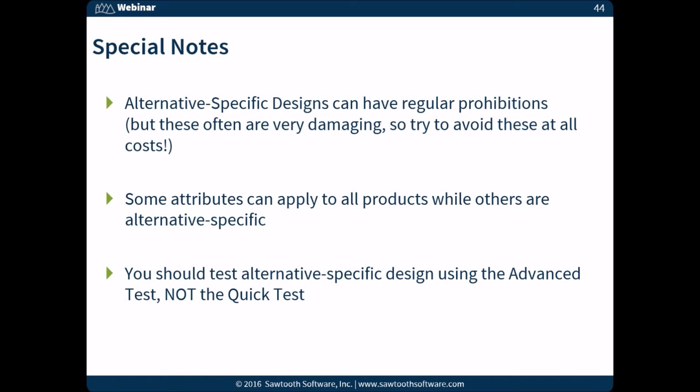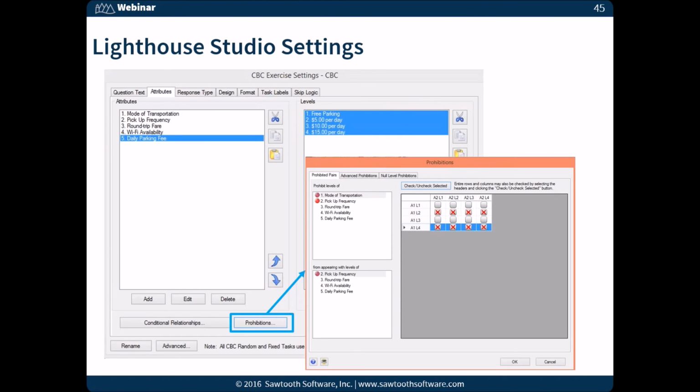Another note of caution is that you should really test your alternative specific designs using the advanced test within the software and not just the quick test. And I would even go a step further and recommend that you generate some dummy data and run that through, and then take a look at your results as well, just to make sure that things are looking good, standard errors look appropriate, each level is seen a similar amount of times within each attribute, and so on and so forth.